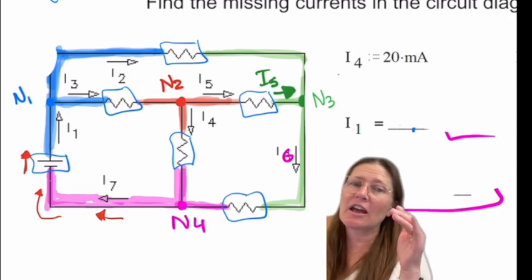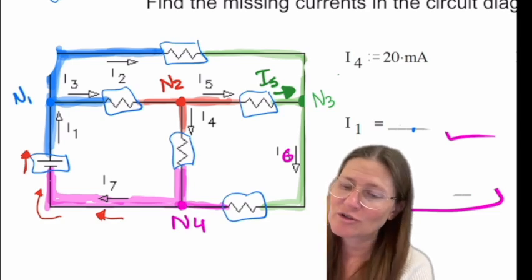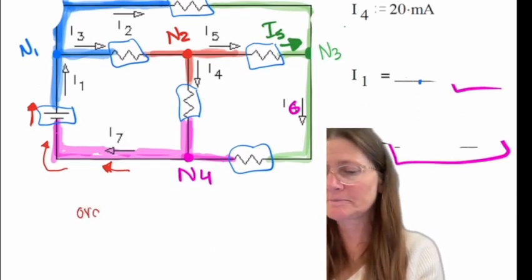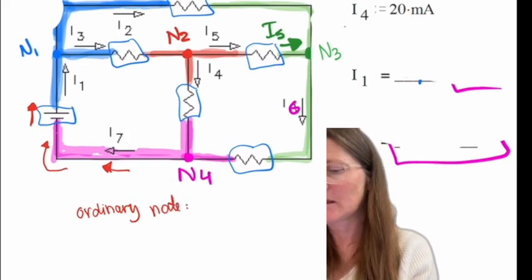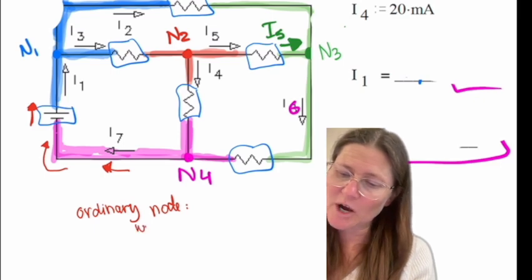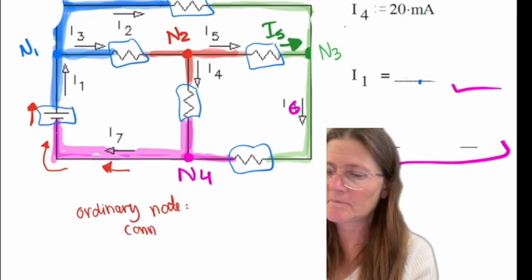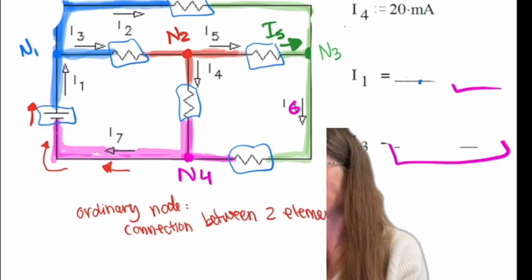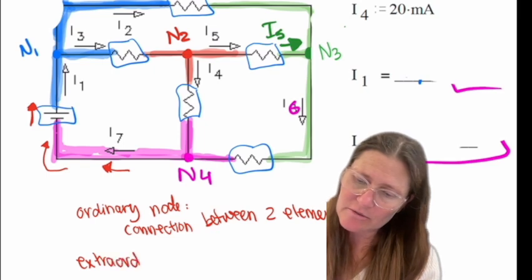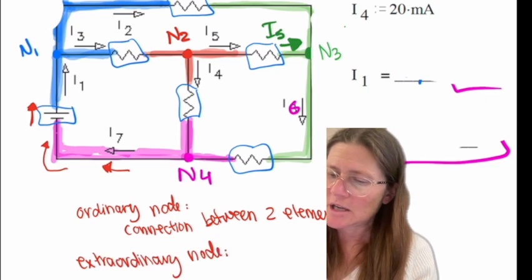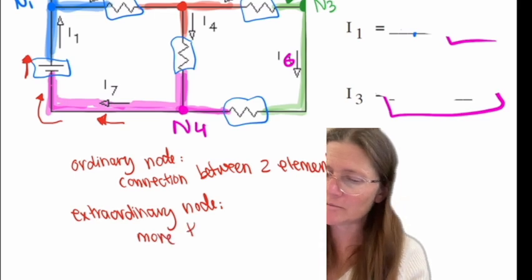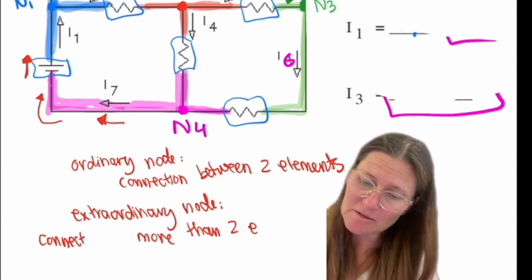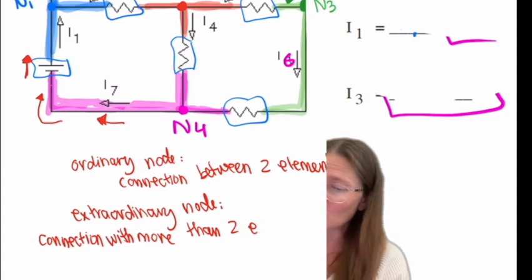Everything in a branch, so a branch, okay, actually let me back up. So two types of nodes. First, one's called an ordinary node. And an ordinary node is the wire or connection between two elements. You then have extraordinary. And it has more than two connections. So connection with more than two elements.